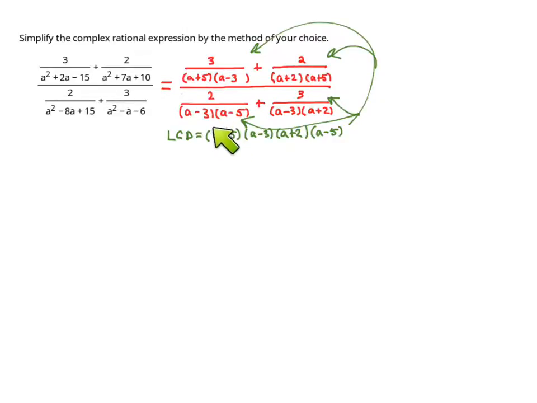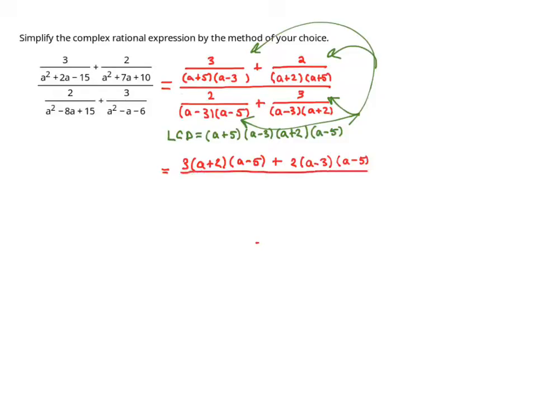So on the first one, I take this whole LCD times 3 over a plus 5, a minus 3. The a plus 5 and the a minus 3 cancel, and I'll be left with 3 times a plus 2 and a minus 5, because the first two canceled. Then when I take the whole LCD times the next one, the a plus 2 and the a plus 5 cancel, and it leaves me an a minus 3 and an a minus 5. So I have 2 times a minus 3 times a minus 5.